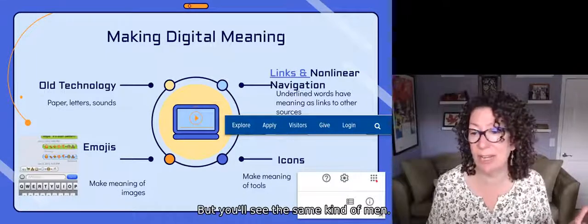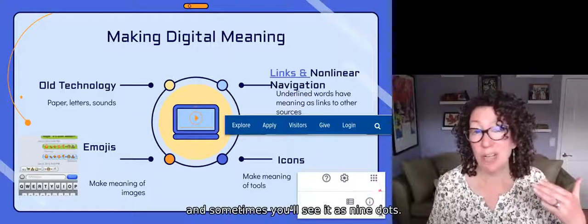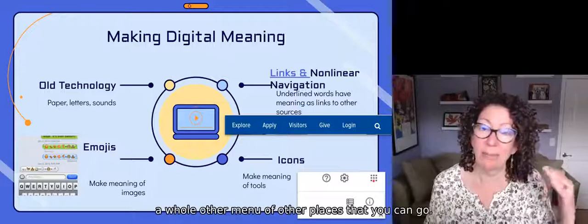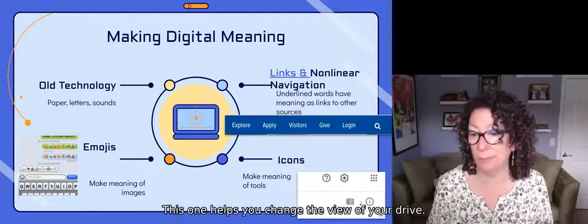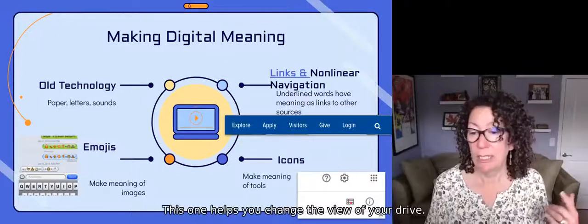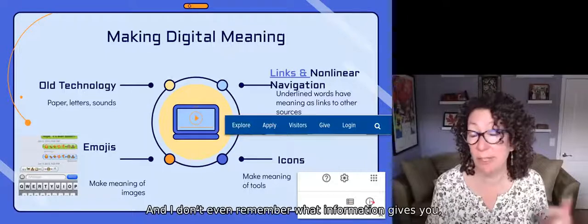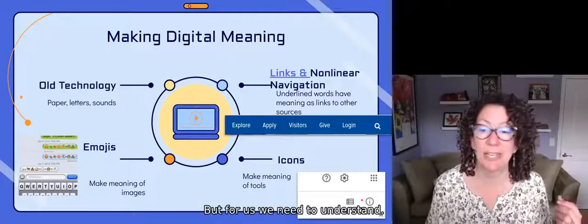But you'll see this same kind of icon sometimes as straight lines, and sometimes as 9 dots. And basically that's telling you that there's a whole other menu of other places that you can go. This one helps you change the view of your drive. And I don't even remember what information it gives you, so I would have to go click it.